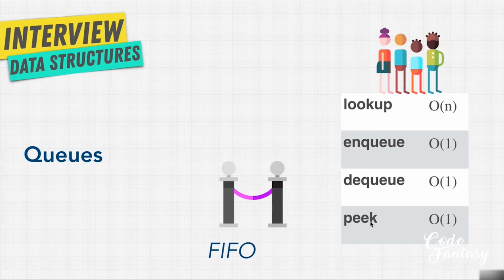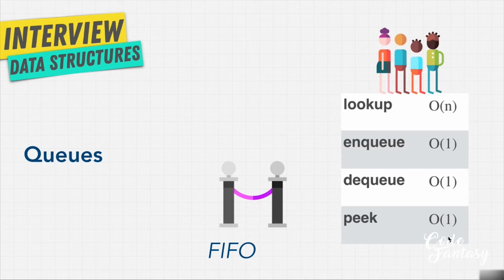But we have peek, which once again tells us what's the first item that's going to come out. That is the first person in the list versus a stack that is the last plate, which was the last in, first out. And once again, lookup in a queue you usually don't do because you're only interested in enqueuing and dequeuing. You can see here that our big O notation is quite fast. We're actually going to demonstrate this in code, but I want you to try and answer this question.